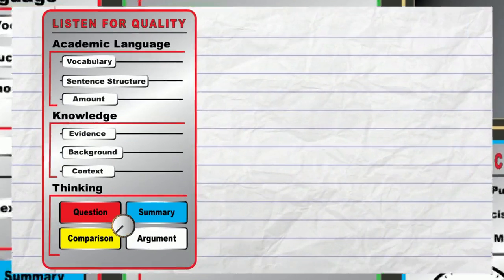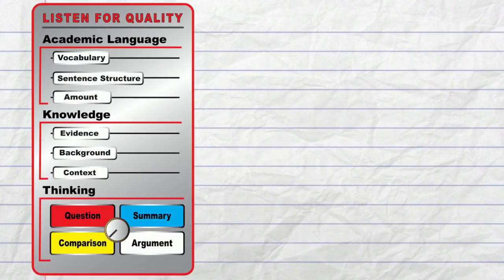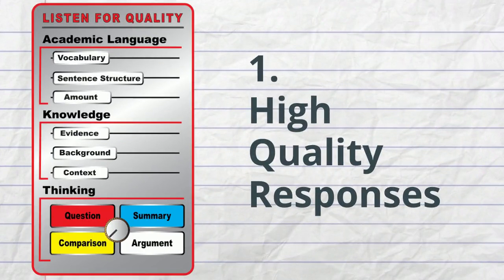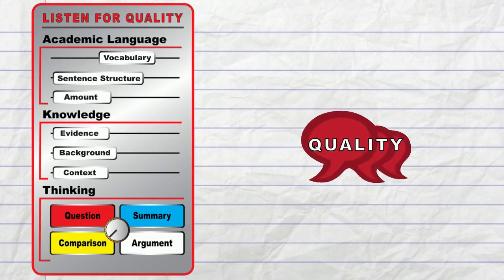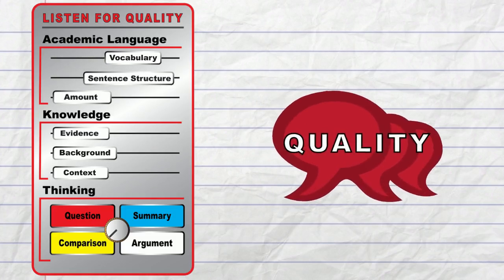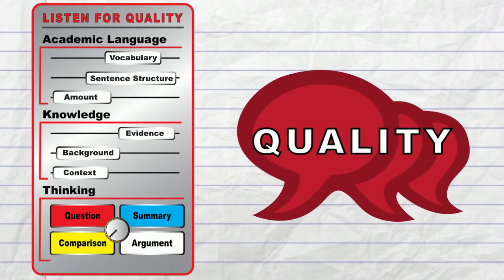First, teachers listen for high-quality student responses that will equip students for future reading and writing tasks. High-quality student responses include academic vocabulary and complex sentence structures, information including evidence or background knowledge, and the thinking actions and products that result from discussions, such as questions, summaries, comparisons, and arguments.